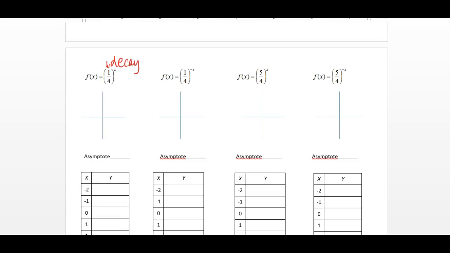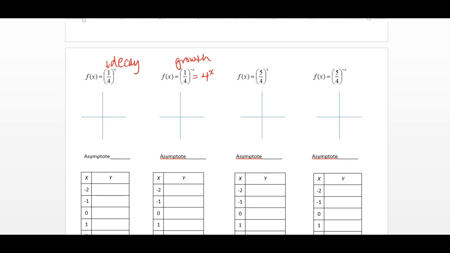Now, this one is tricky. It looks like it's a decay function, but look at the exponent's negative. When you have a negative exponent, it can take whatever's in the parentheses and flip it upside down. Sometimes that just means putting it in the denominator, but if it's already a fraction, you make it the reciprocal. So this is the same as 4 to the x power. So look at that. That means it's now a growth function.